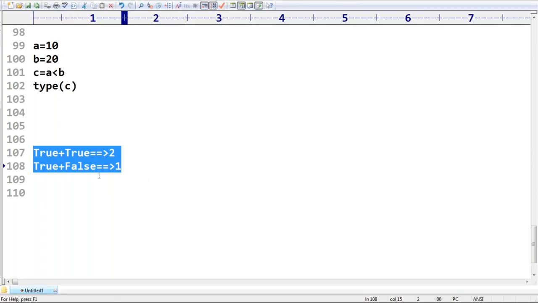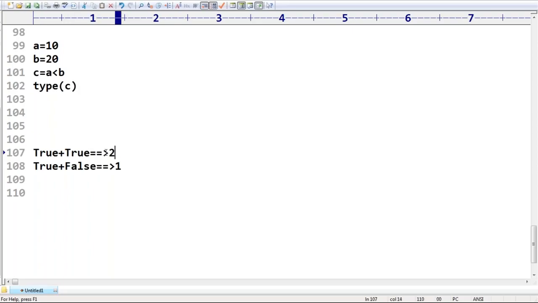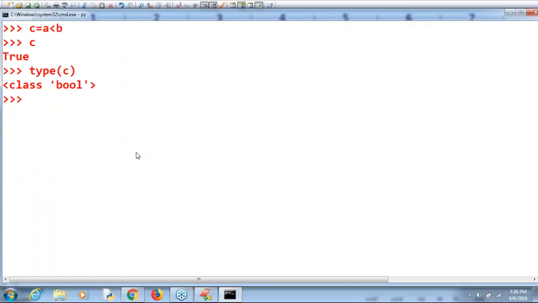What is the output by default? We are going to get 1 plus 1, which is nothing but 2. It is the normal arithmetic operation, not binary. Now true plus true: what about its value? 2 itself is the value.